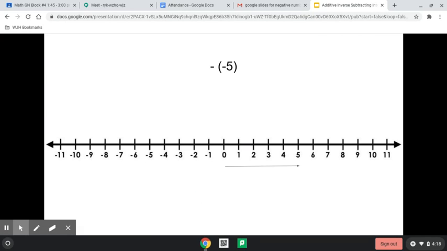So remember those two things. You add a negative number, you're going left. You're subtracting a negative number, you go right. It's the opposite of if you were doing it with a positive number. Those are really the only two new things we're learning here.